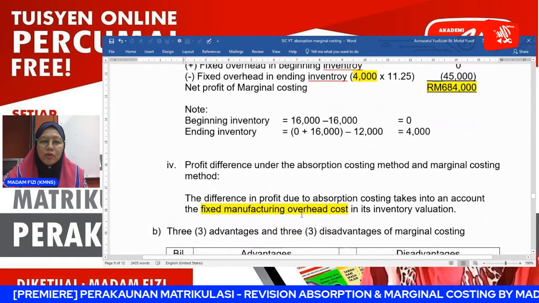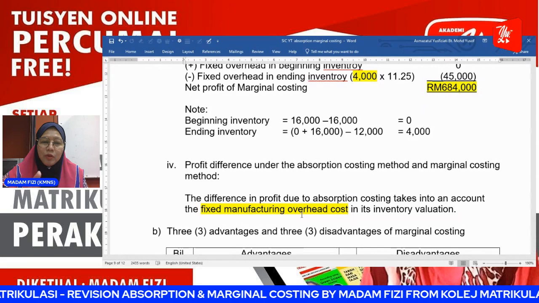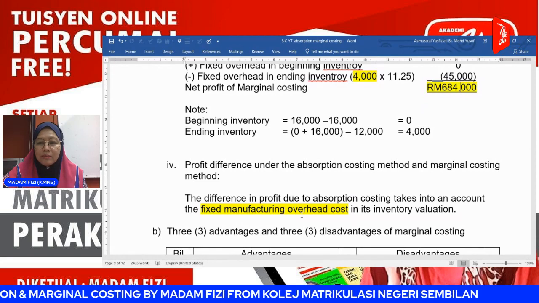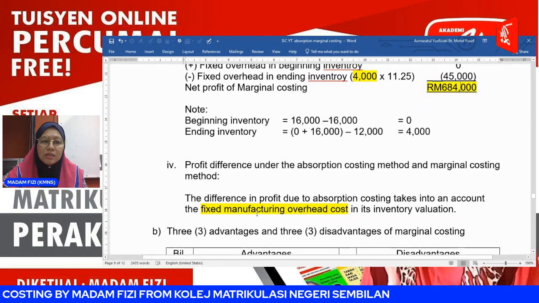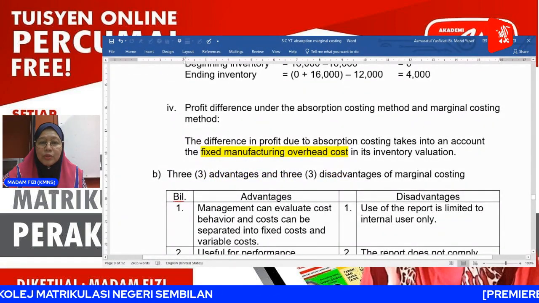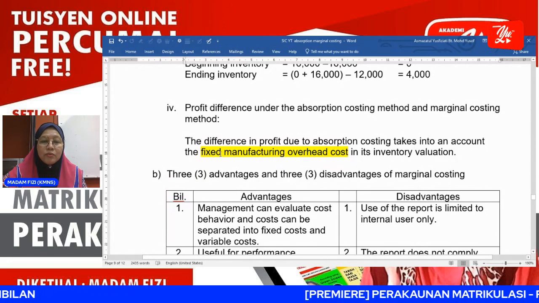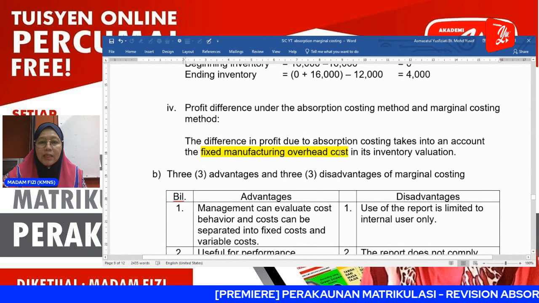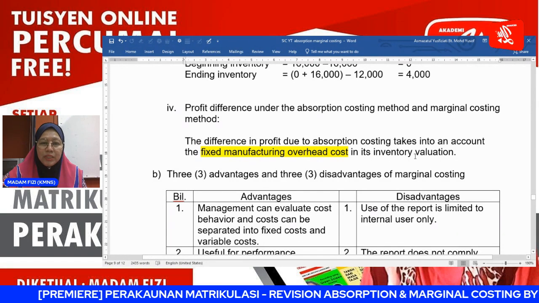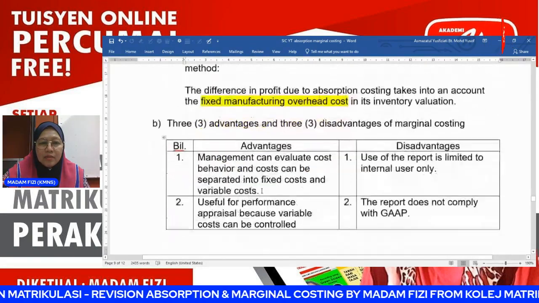Now, question number 4 Roman just now. Profit are different under the absorption costing method and marginal costing method because, okay, the difference in profit due to absorption costing takes into account the fixed manufacturing overhead cost in its inventory valuation. Okay. So what is the three advantages?